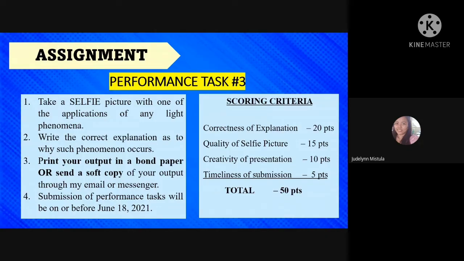Here is how you will be scored with your performance task. First, correctness of explanation, that is worth 20 points. Quality of your selfie picture, that is 15 points. Creativity of your presentation, that is 10 points. And timeliness of submission will get you 5 points, a total of 50 points for this performance task.